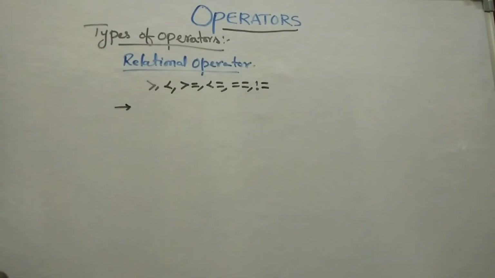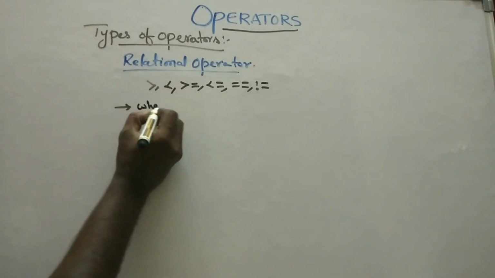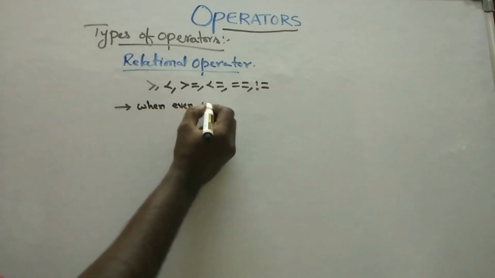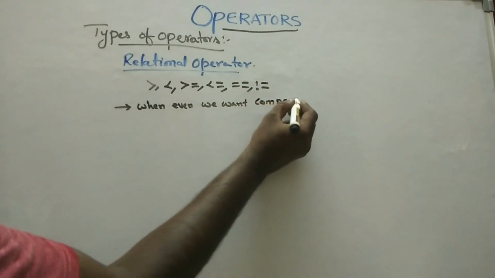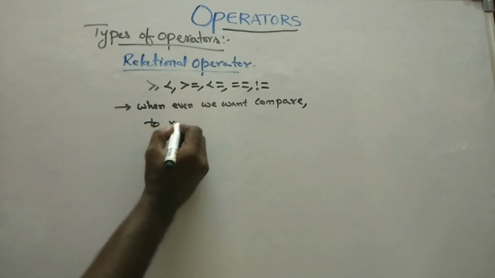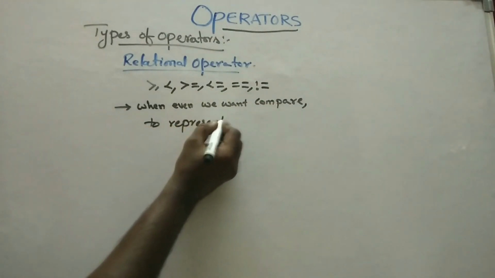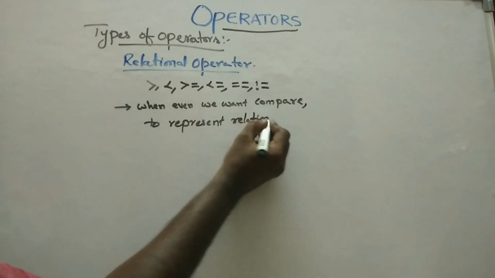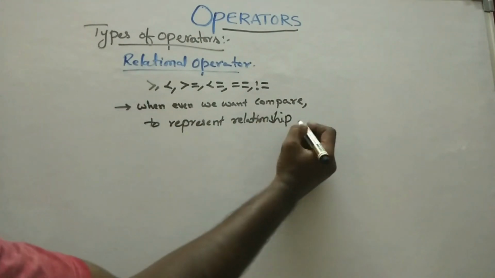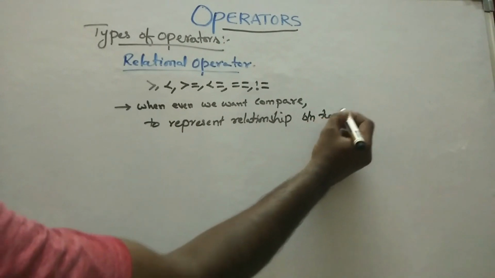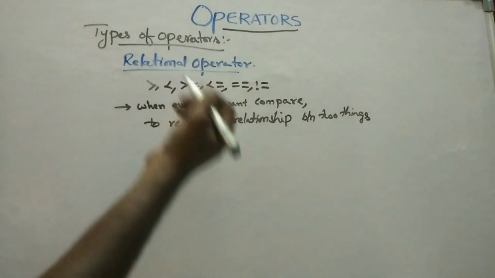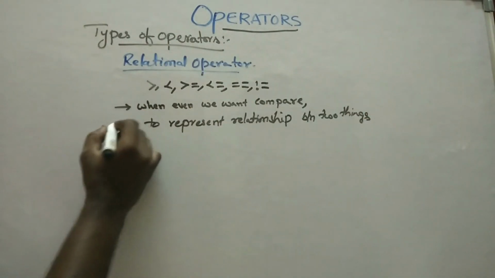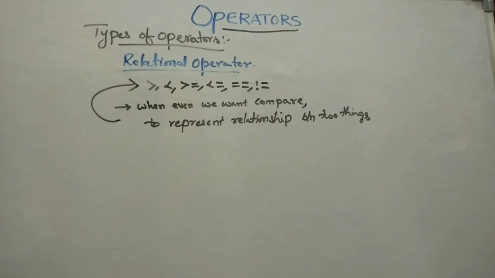And where can you use the relational operators? The relational operators are used whenever we want to compare or to represent the relationship between two things. Either you have to compare the two values or you have to represent the relationship between the two things. That time you can use the relational operators.